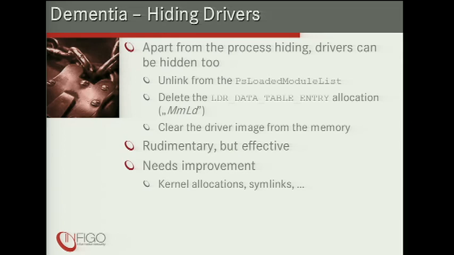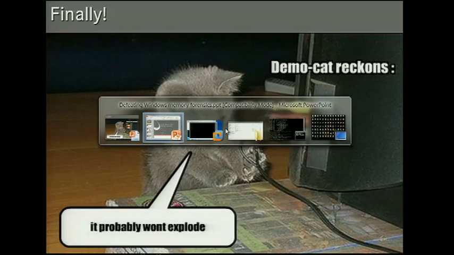I don't know how I can do it, but we'll think about it further. I'm also not deleting symbolic links. I'm also not deleting driver objects, and drivers hidden in this way can be detected with Volatility with, for example, the Symlinks plugin and some other plugins, such as the plugin that scans for driver objects. Okay, so it's time for the demo. Let's hope it works.